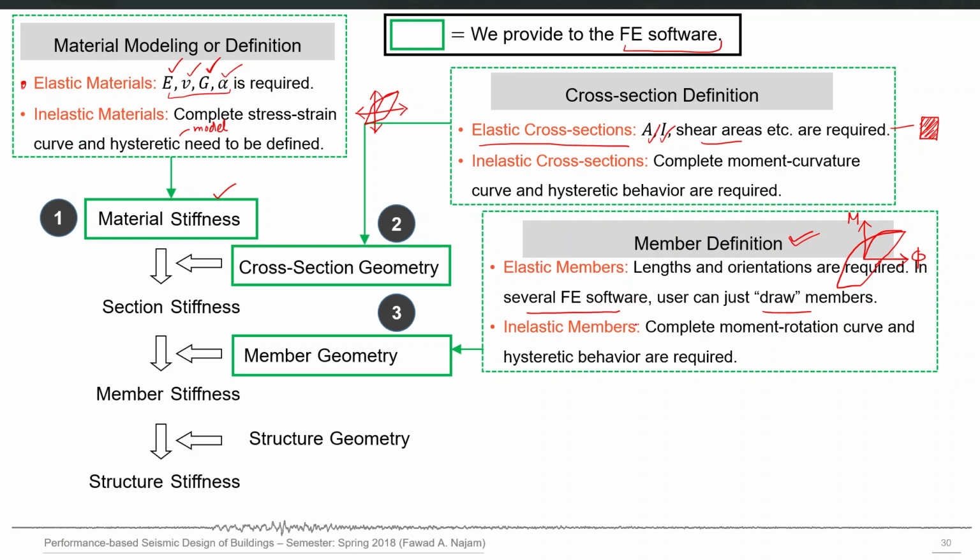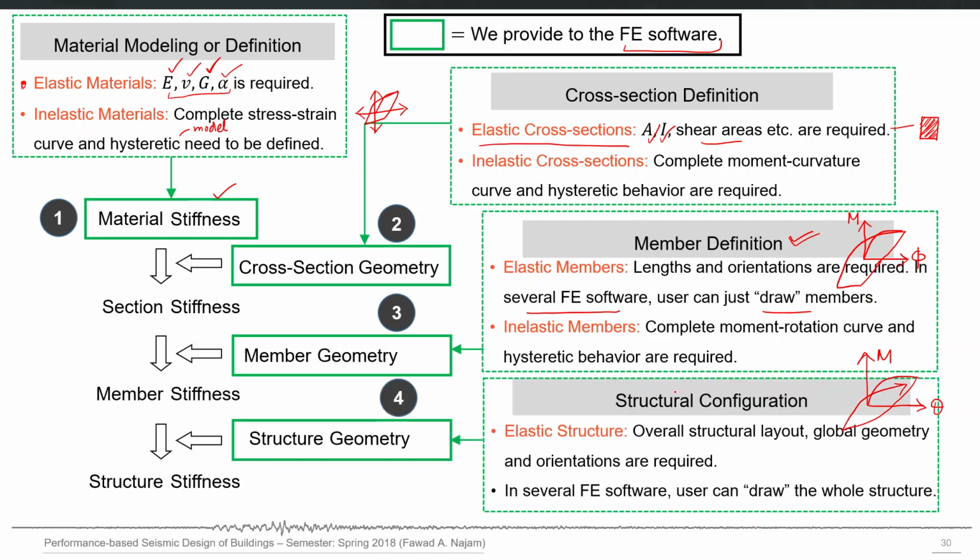For inelastic members, the complete moment rotation curve and the corresponding hysteretic behavior is required. So if we are modeling the members as inelastic members, in that case we have to provide this moment versus rotation of the member curve, the complete nonlinear curve, and the unloading and reloading path also, which is the hysteretic behavior. The last step would be this overall structural geometry.